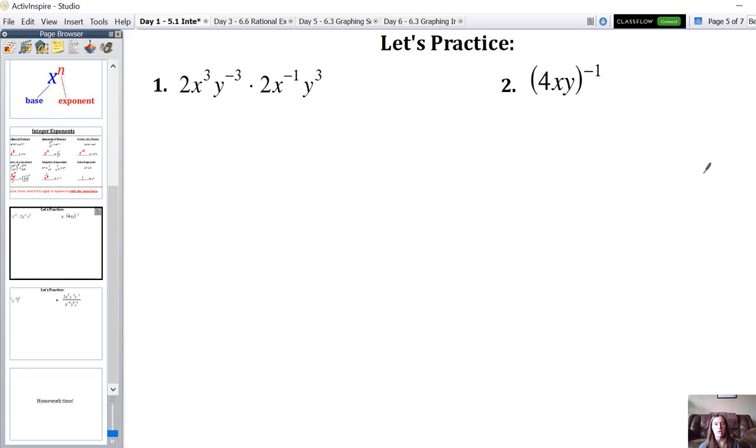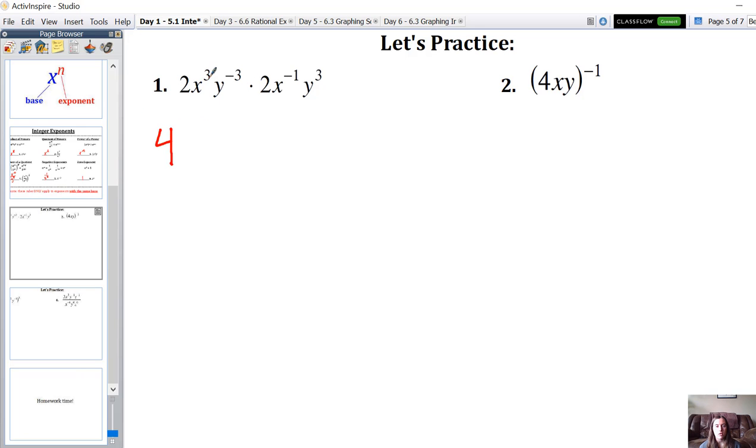Okay, let's do some integer exponent examples. So we've got 2x to the third y to the negative 3 times 2x to the negative 1 y to the 3. Now the whole numbers we can combine, and our operation here is multiplication. So to combine them, we've got 2 times 2, which is 4.